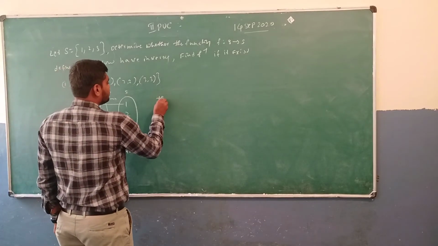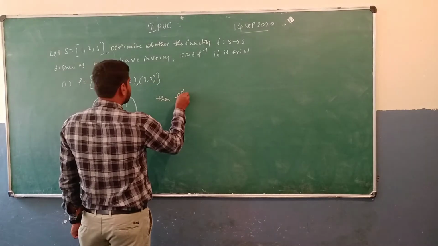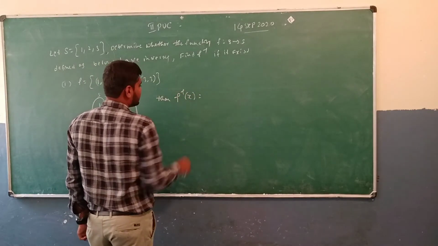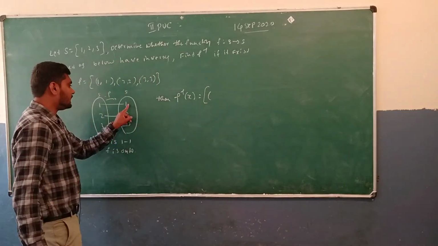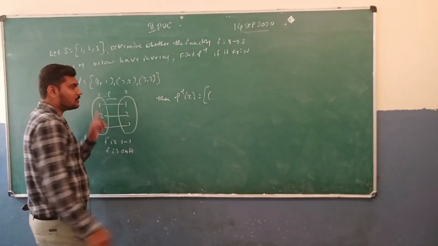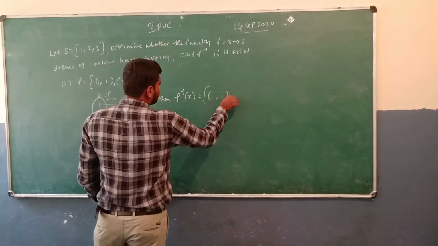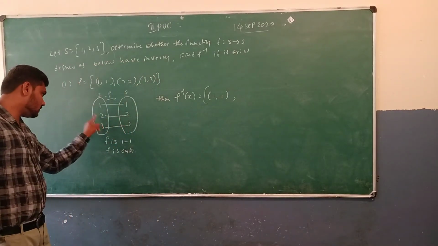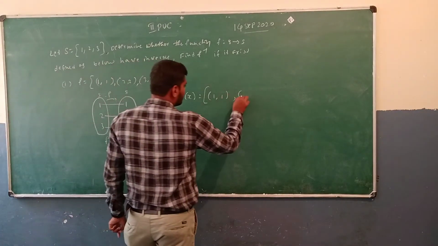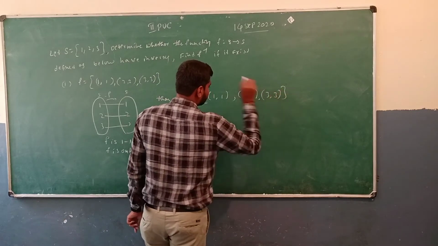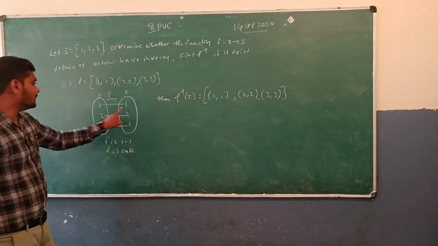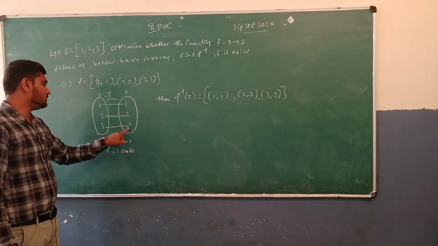So then f inverse of x is equal to, the first ordered pair comes. So which image does this have, that is 1, can we say? What about 2, which image, 2, so 2, 2, and what about 3? See, 1 has pre-image 1, 2 has image 2, 3 has 3.